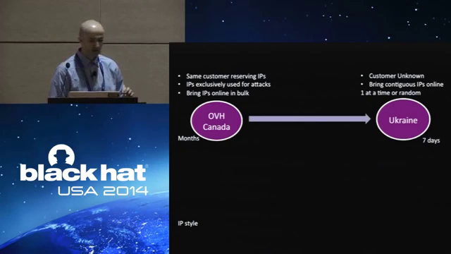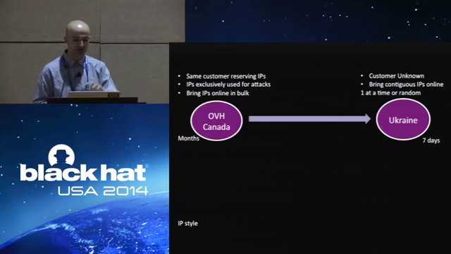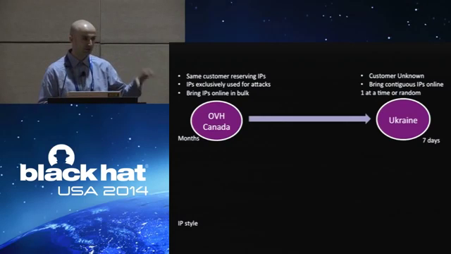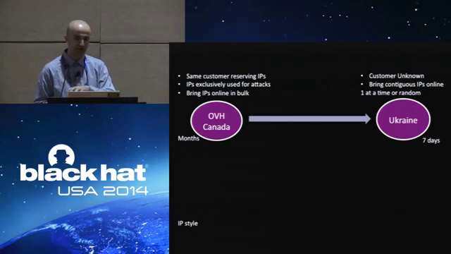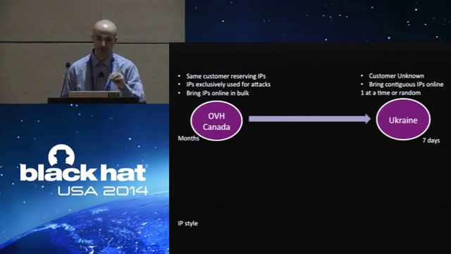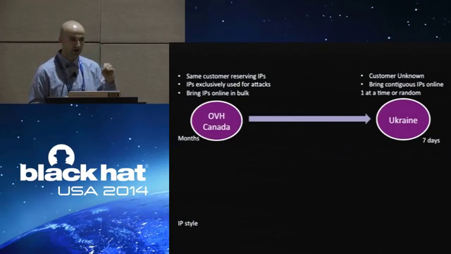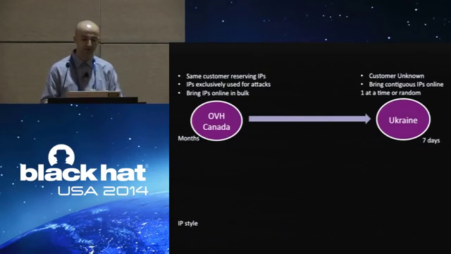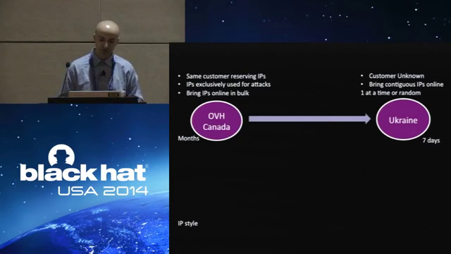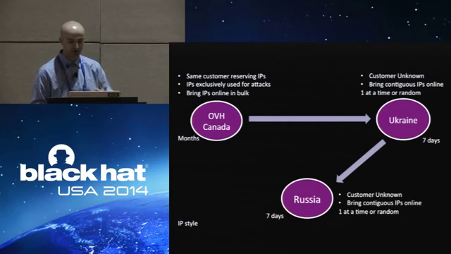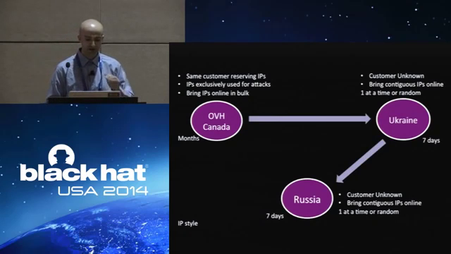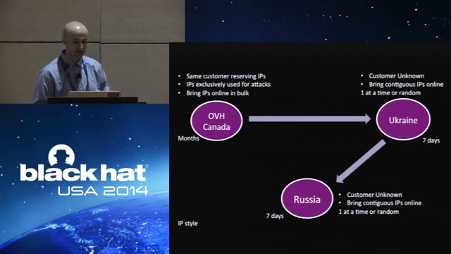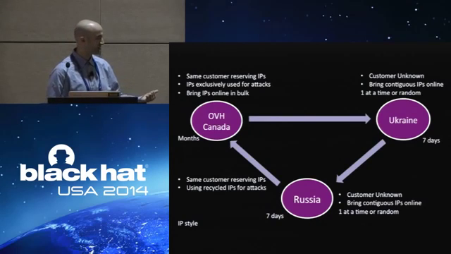When they got a lot of heat from security researchers, the actors behind this shifted to a Ukrainian host and provider. And in that case, they changed their behavior. So in this case, they shifted from the ARIN space to the RIPE space. In the ARIN space, we were able to use the whois to figure out the customer reserving these IPs. Whereas in the RIPE space, the information was scarce and you were not able to figure out the customer. The other thing that changed is that the IPs are now brought online one at a time or in random fashion. So again, you can sense an evasion feel here. This lasted for 7 days. And then they shifted to another provider in Russia. They kept the same behavior here for 7 days. And then after that, they went back to OVH Canada.